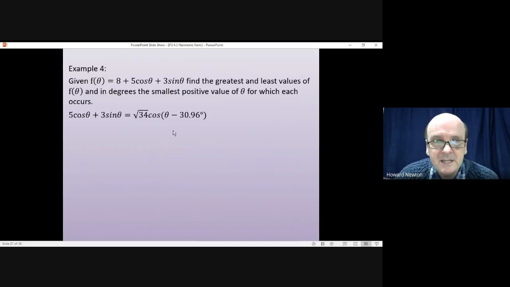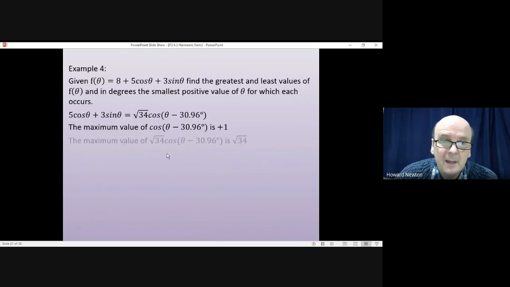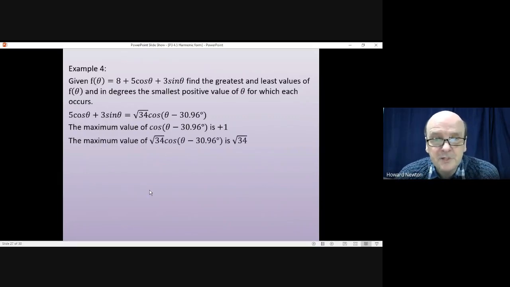Now, it's surprisingly easy to find the greatest and least values of this function on the right-hand side. And that is because we know the greatest and least values of cos or sine. They never ever change. The greatest value of cos is always 1. The least value of cos is always minus 1. So that means the maximum value of cos(theta minus 30.96) is plus 1. It can't be bigger than that because that's the maximum value of the cosine of anything. That means the maximum value of root 34 times the cosine of theta minus 30.96 is root 34 times 1, which is just root 34.